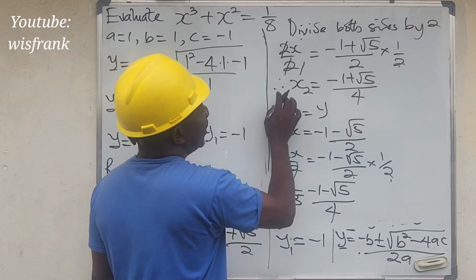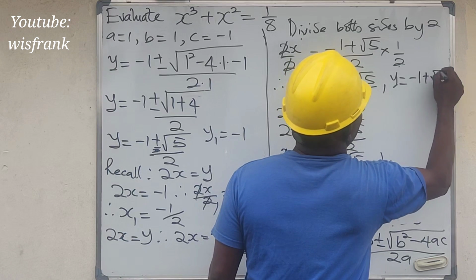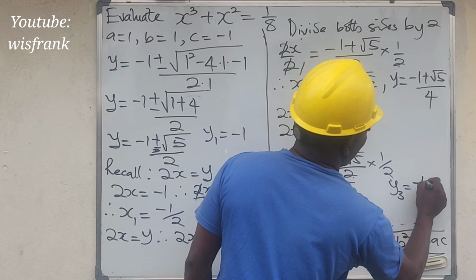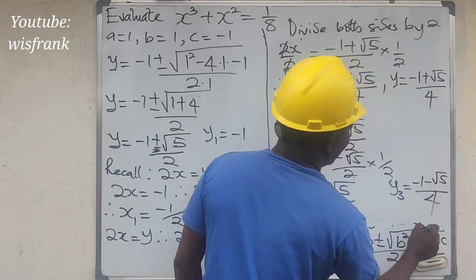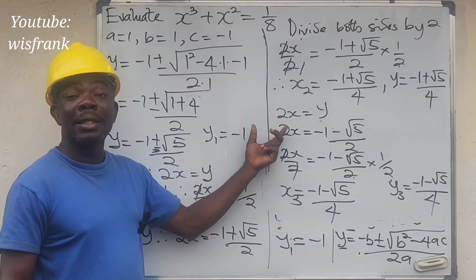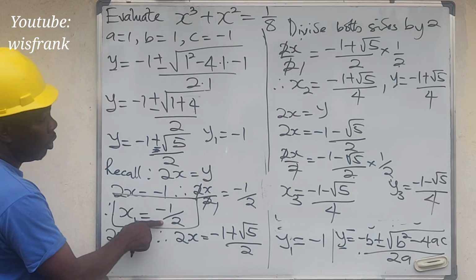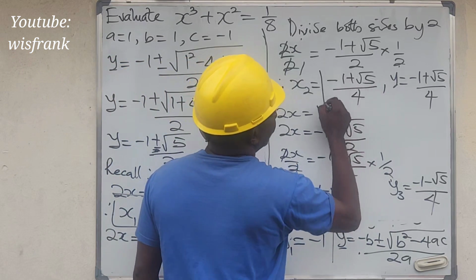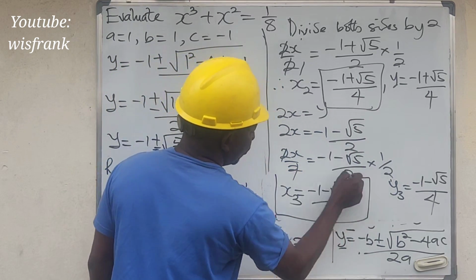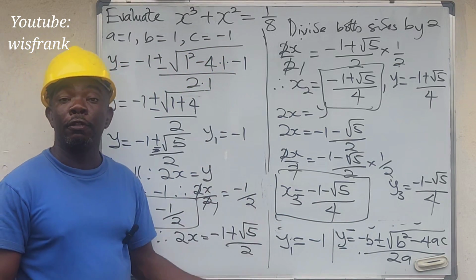So from here, you can see that y2 was minus 1 plus root 5 all over 2, y3 was minus 1 minus root 5 all over 2, and y1 is minus 1. So these are the three possible values of x that we have. That is, x1 equals minus 1 all over 2, x2 equals minus 1 plus root 5 all over 4, and our x3 equals minus 1 minus root 5 all over 4. So those are the three values of x that we have.